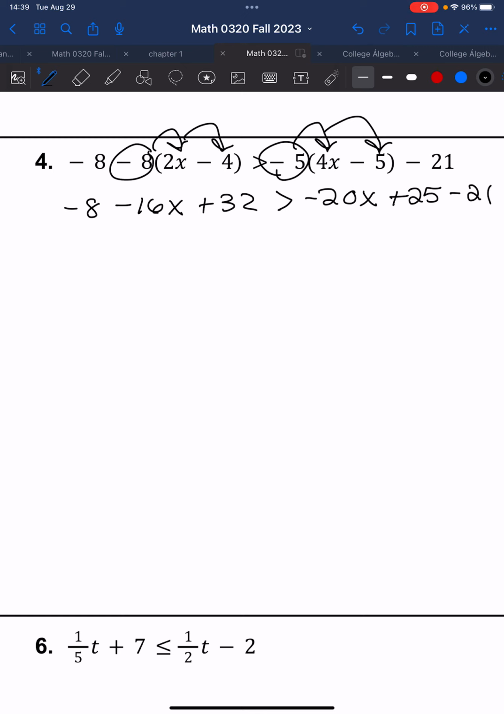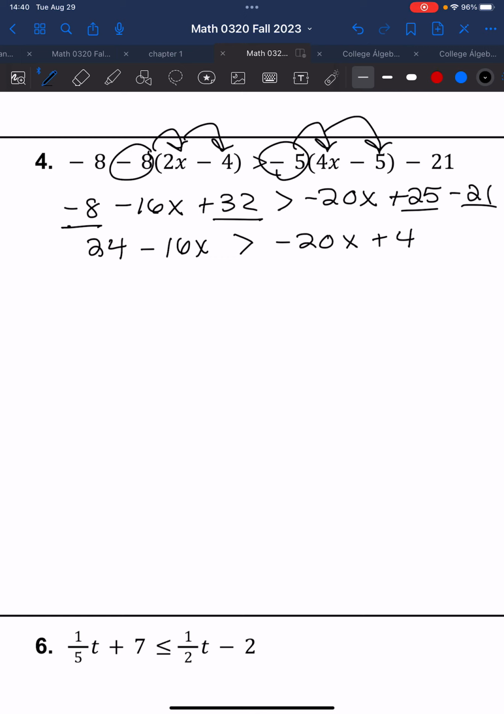Okay, now I gotta see if I can simplify both sides before I start bringing things over. On the one side I have negative 8 and a positive 32. If I add those together, I get 24. Bring down that negative 16x. On the other side, I have negative 21 and a positive 25. Add those together and I get 4. So I have negative 20x plus 4.